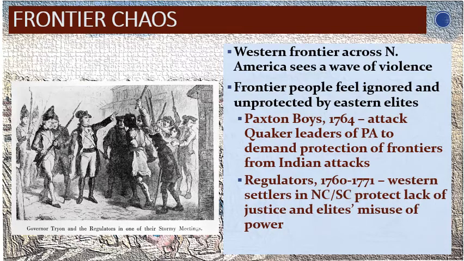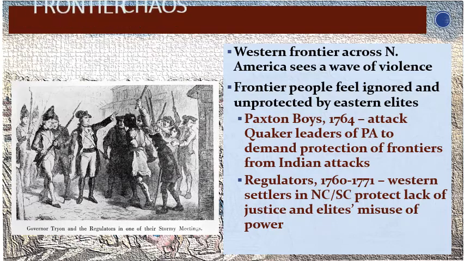Another one that happens in North and South Carolina is the Regulator Rebellions. These are Western settlers in North and South Carolina who feel like they're being abused and mistreated, that they have a lack of justice and a lack of political power, and they would like to see themselves treated more fairly on the frontier. So Pontiac's Rebellion and actually other rebellions form a wave of frontier violence in the 1760s.